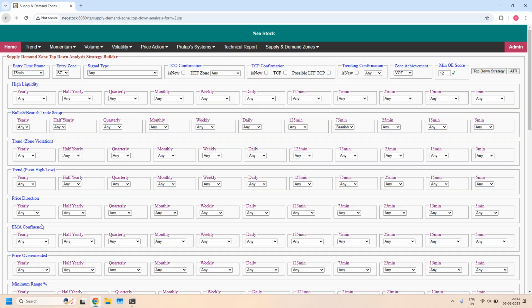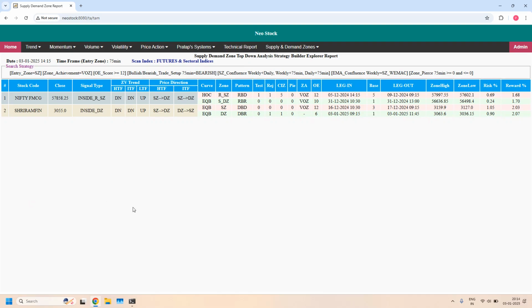Let us verify weekly supply zone with weekly EMA confluence. 2 stocks are filtered. These 2 are even more high probability trade setup supported supply zones. These are 75 minute supply zones. So this is the bearish trade setup for weekly income trade.